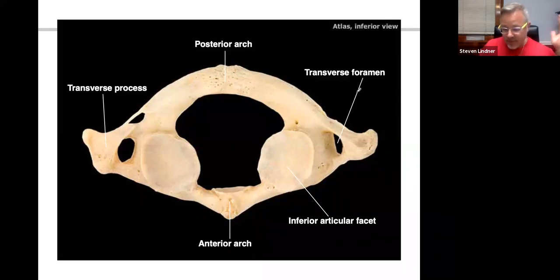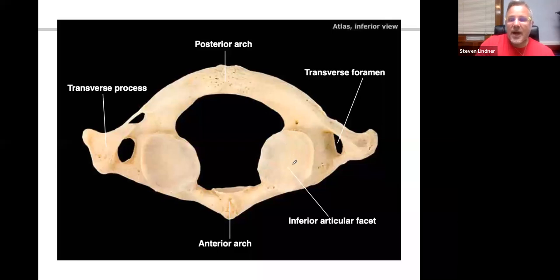Okay, notice there's no spinous process. So here on a lumbar vertebra, there's a body, a vertebral body, there's transverse processes, and there's a spinous process. Well, you don't see a spinous process here. You see a posterior arch.